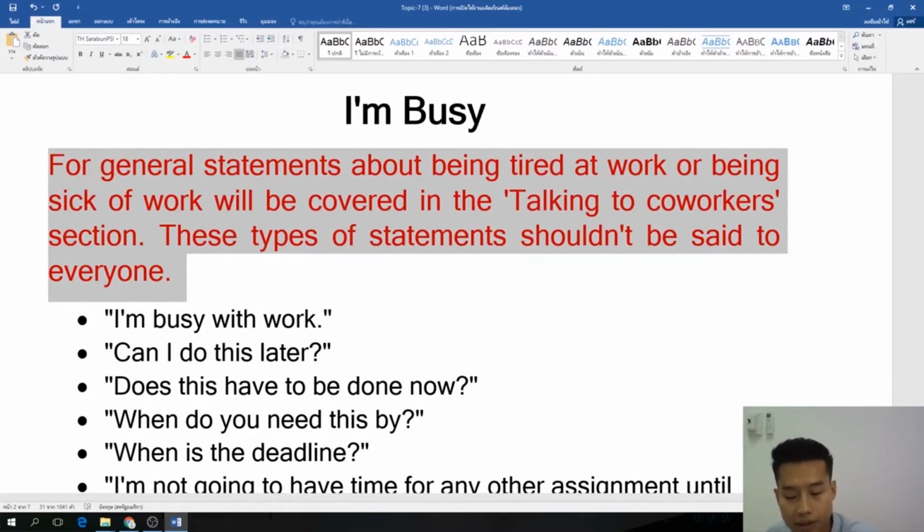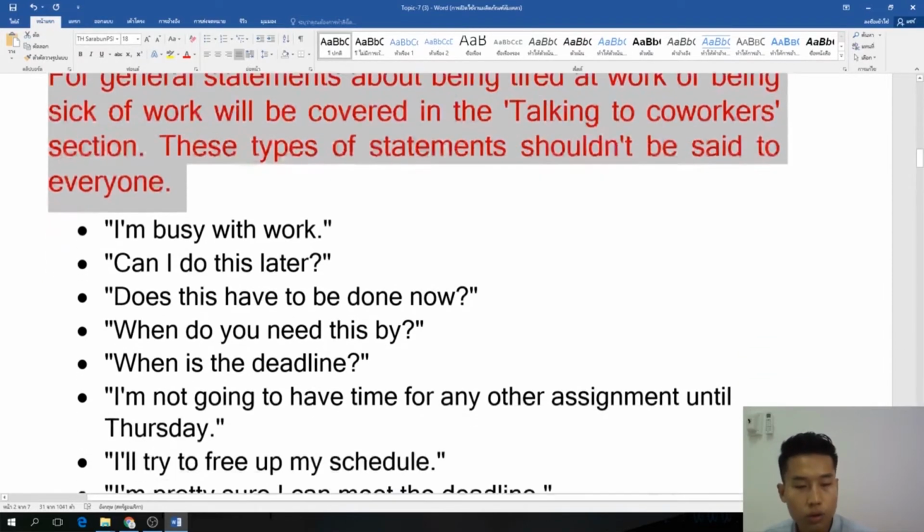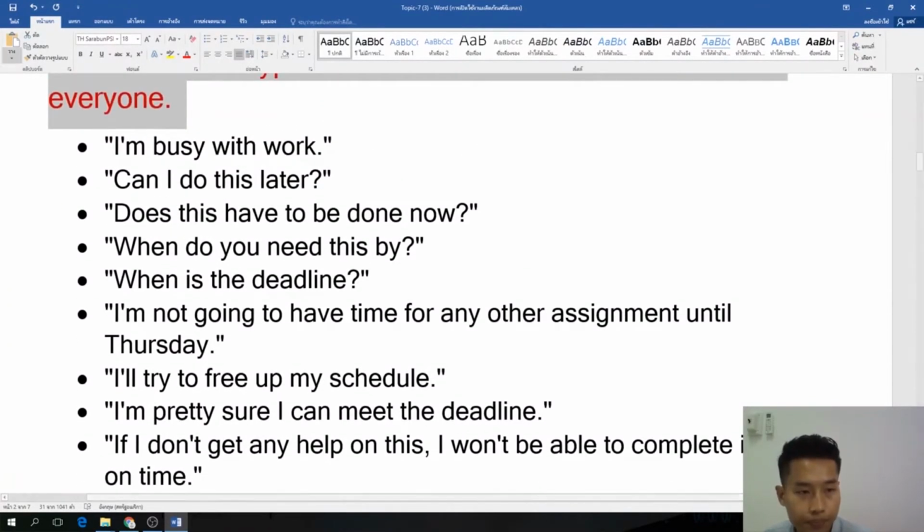Because in a business line, if your manager wants you to do something and your response to her or to him is "I'm busy," it means you are not taking a priority. You don't know how to manage the task. This is how they understand you. That's why you should not tell this to everyone. Just keep it secret and talk to the someone you should talk to. Okay, and then we're going to read through every sentence first.